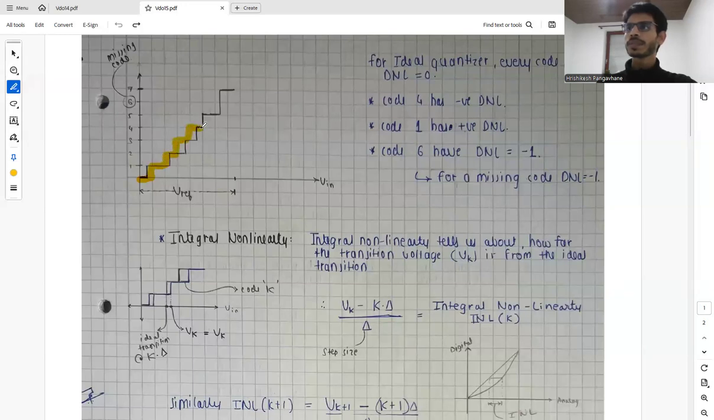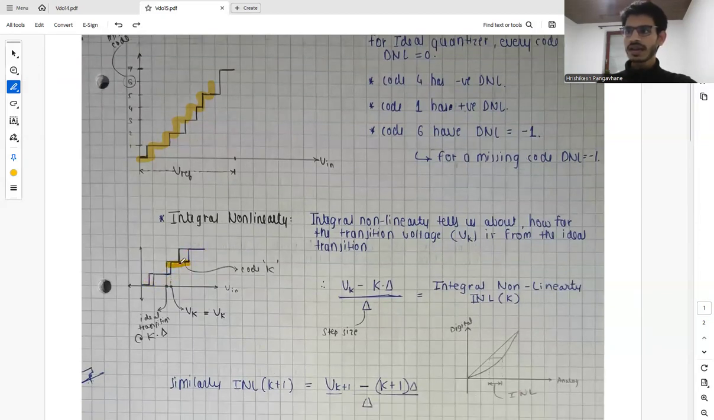So then, basically the integral non-linearity will tell us how far the transition voltage for that Vk is from the ideal transition. So we are basically talking about how far the width is. We can refer to this figure over here.